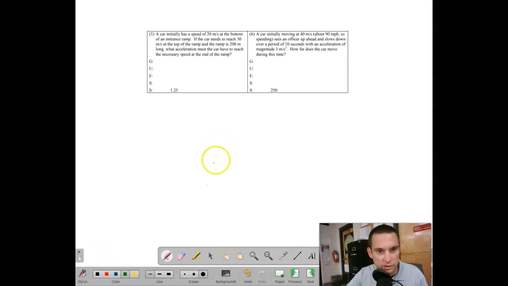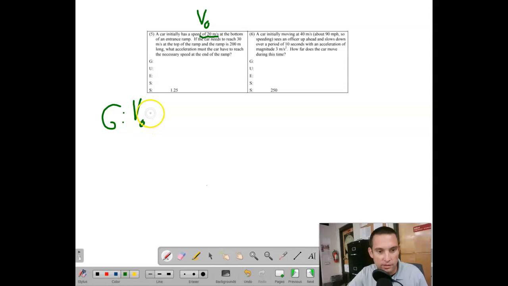Right, if you have not done so yet, pause it, try it for yourself, and then come back here when you are ready for the solution. The car initially has a speed of 20 meters per second. It's nice when they word it like that. That tells us exactly what this is. It's our initial speed.